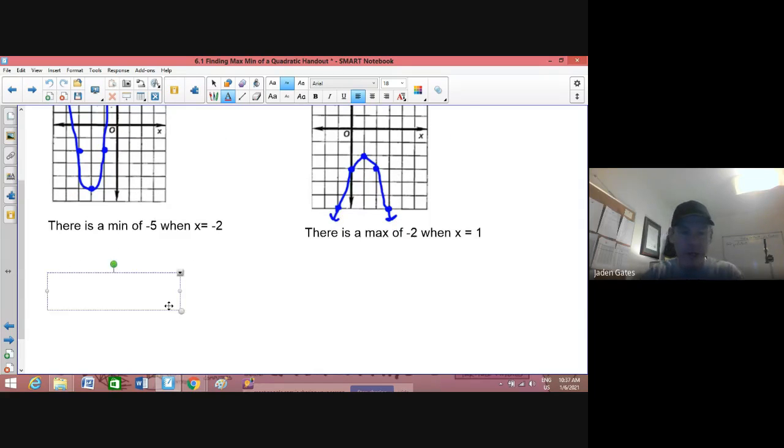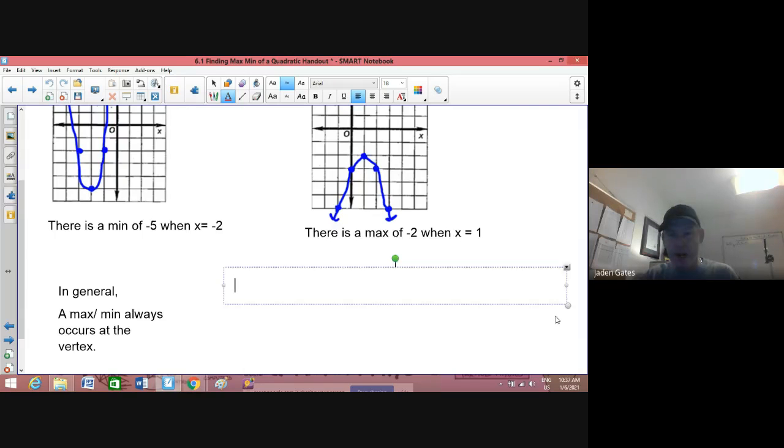The max or min always occurs at the vertex. So in general, a max or a min always occurs at the vertex. That's important. That's why we're going to have to convert everything to vertex form.